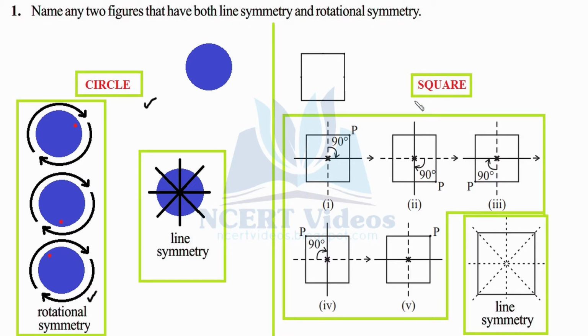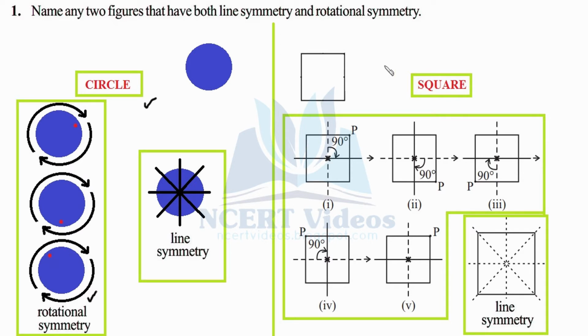For square, for rotational symmetry, let's consider a point P here. When you rotate it 90 degrees, P comes here. Still this image appears like the original one. Again, you rotate it, P comes here. We are rotating it clockwise.